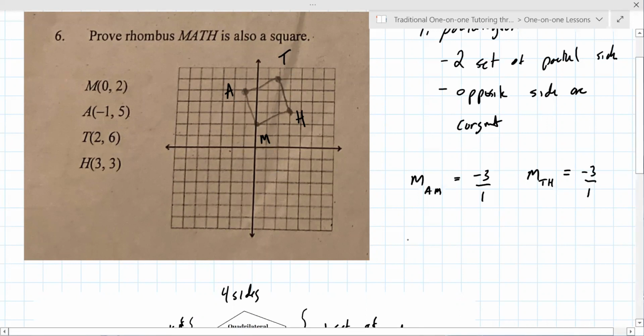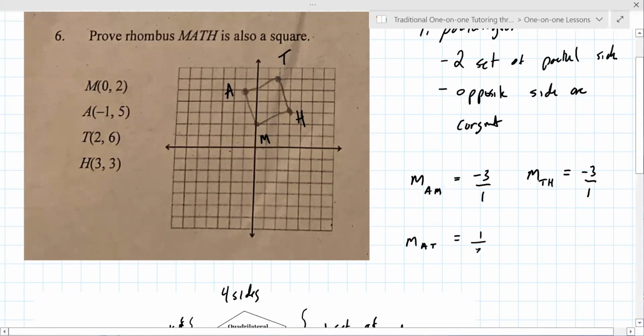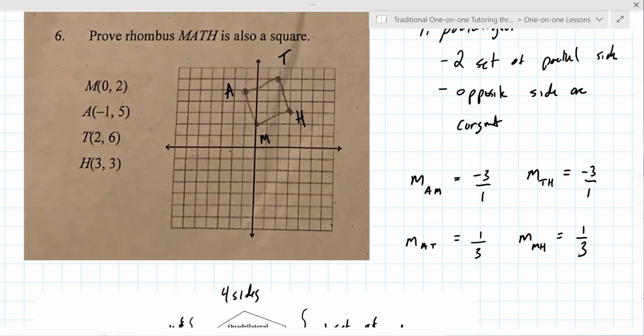So now you've got to find the slope from A to T. Then that would be you're moving up 1 and then to the right by 4. 3. Oh, yep, 3. I don't know how I miscounted that. And then you need the slope from M to H. And then M to H up 1, 1, 2, 3. Also 1 over 3. So we know that there's 2 sets of parallel sides. So we've confirmed that this is a parallelogram. That's the first step.